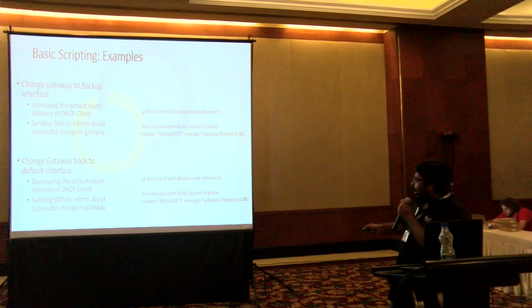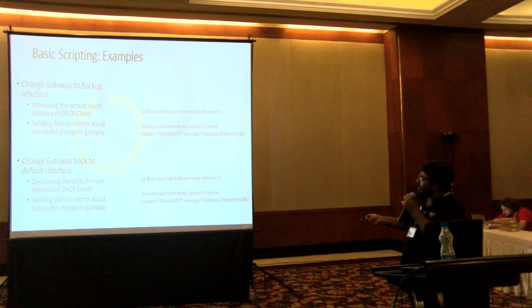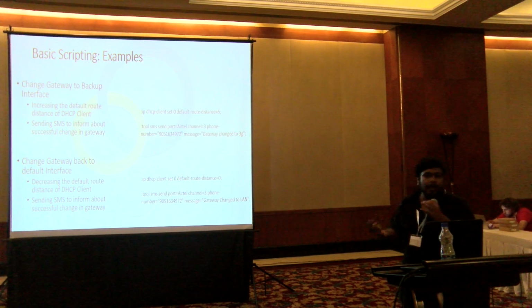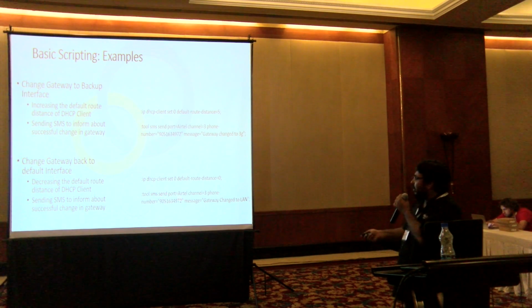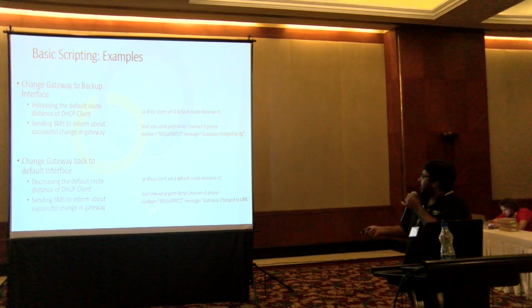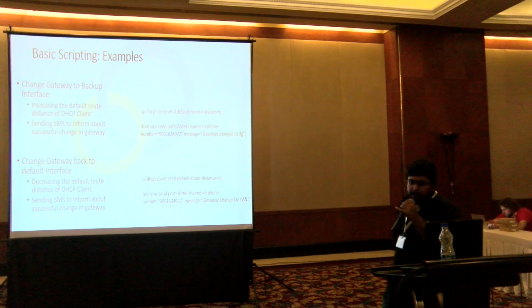So changing back, how do we change back? We do the same thing. We set the DHCP client set 0, default route distance is 0. So now it's back. The LAN gateway is now active, okay? So again, we send an SMS to the phone number and the message is gateway changed to LAN.